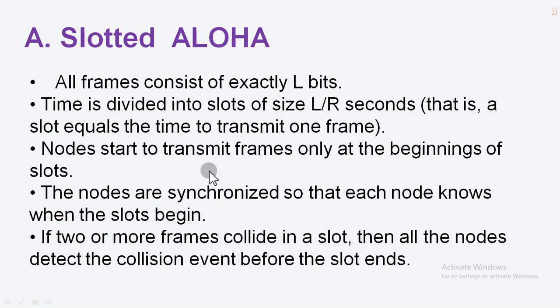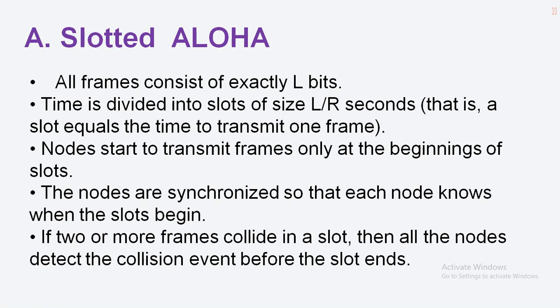Nodes will start to transmit frames only at the beginning of the slots. They cannot send somewhere in between because there is already a frame in transit. The nodes are synchronized so that each node knows when exactly the slots will begin. This is something like blowing the whistle in a running race, but here only one participant will run, and the others have to keep quiet because they know that a fellow has already started running. The protocol is the whistle blower.